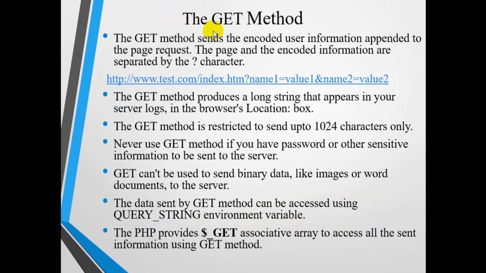Now let us see the GET method. The GET method sends the encoded user information appended to the page request. The page and the encoded information are separated by question mark character. For example, this is page name and this is encoded information. Both are separated by question mark character. The GET method produces a long string that appears in your server logs and in the browser's location box.